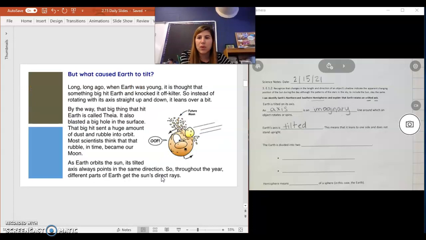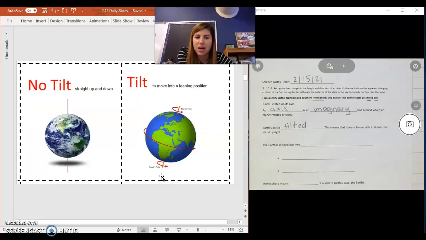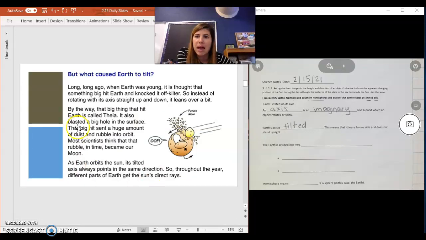So some of you might be wondering, well, what caused the Earth to tilt? Why is it not straight up and down or upright? Why is it tilted? And that's because long, long ago, when Earth was very young, we think that something big actually hit or collided with Earth and knocked it off kilter or knocked it off its upright. So instead of rotating with this axis straight up and down, it leans over a little bit. And that thing that we said that knocked into Earth was called Theia. And that was just a really large space object.